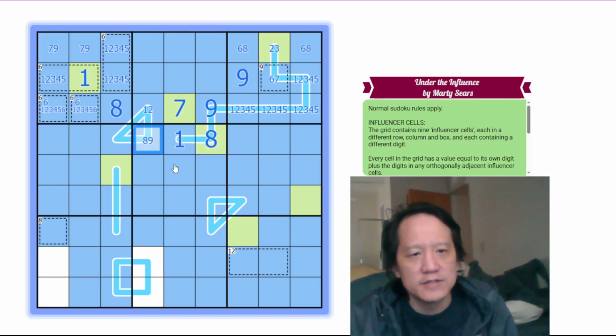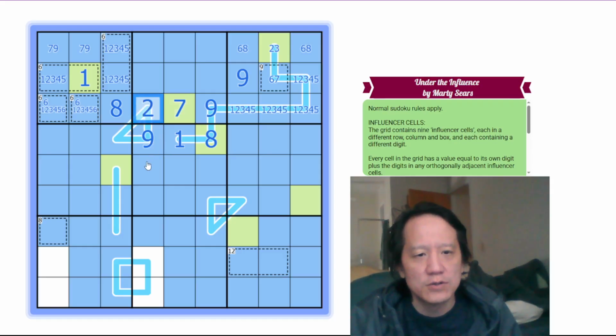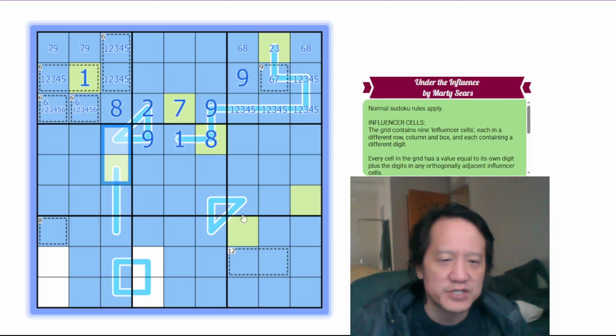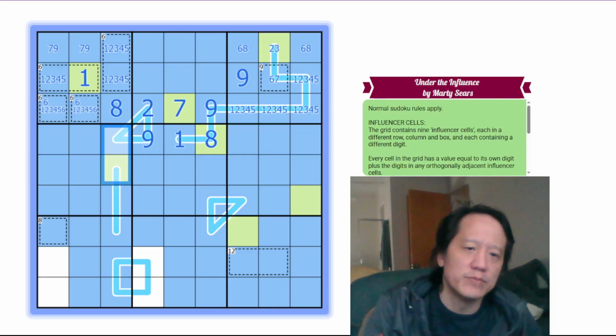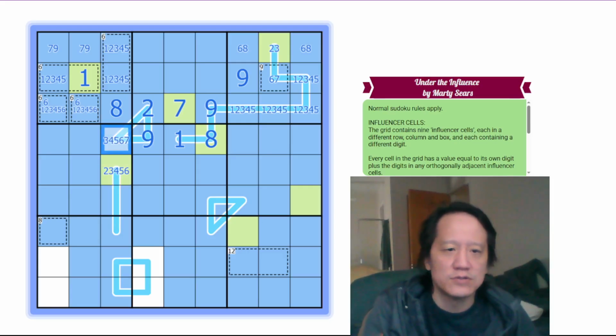This cannot be 8, this is 9. So these two digits must add up to 9, so it's 2 here. These two digits must add up to 9. So it cannot be 1, 8, it could be 2, 7, 3, 6, 4, 5. This can't be 7, so this can't be 2.